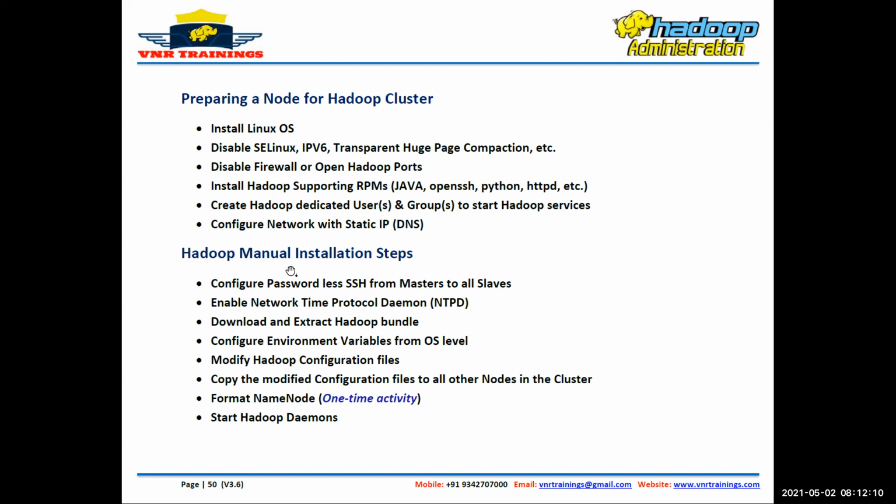Then, when it comes to Hadoop installation, first configure passwordless SSH, then enable NTPD. Then download and extract the Hadoop bundle. Configure environment variables from OS level, modify the Hadoop configuration files, copy the modified configuration files to all other nodes in the cluster, format the name node, it is a one-time activity, and start Hadoop daemons. This is the process we follow to install a Hadoop cluster.